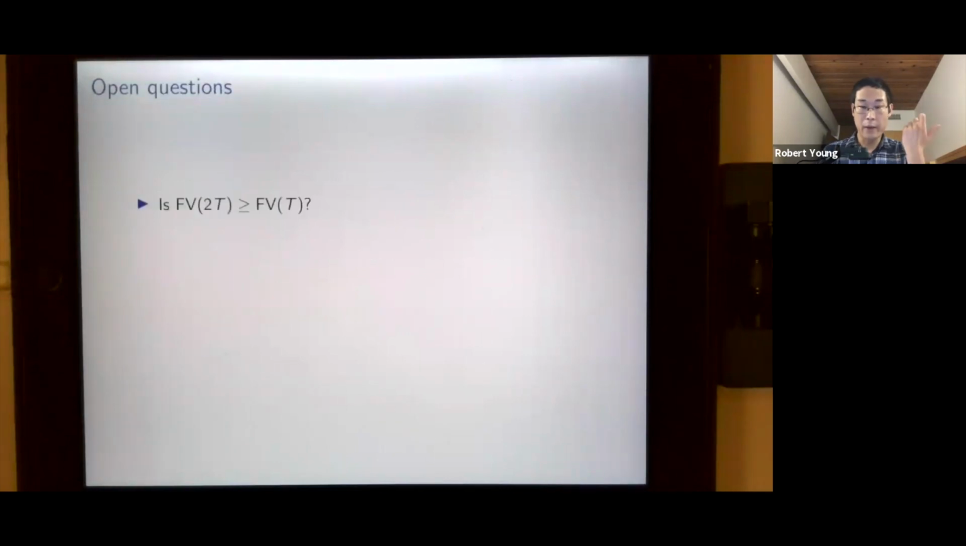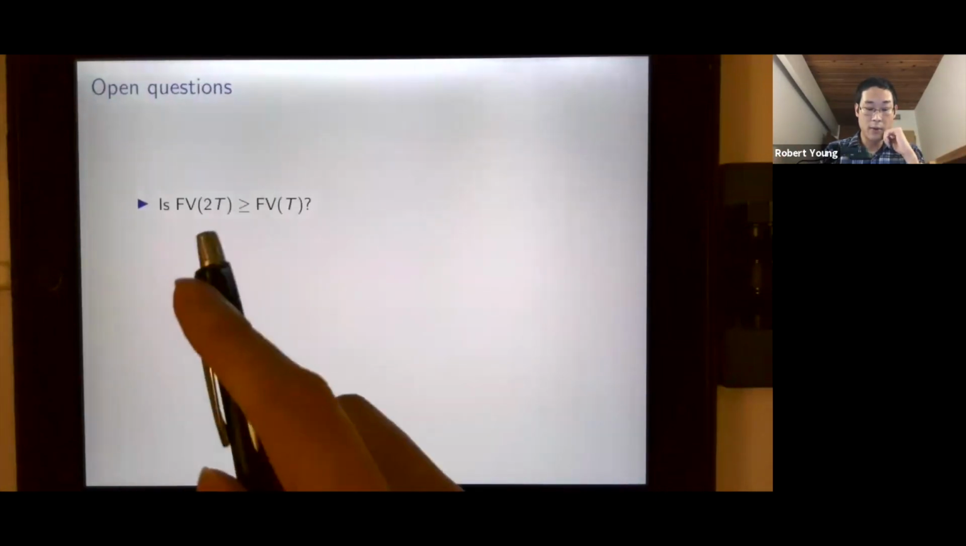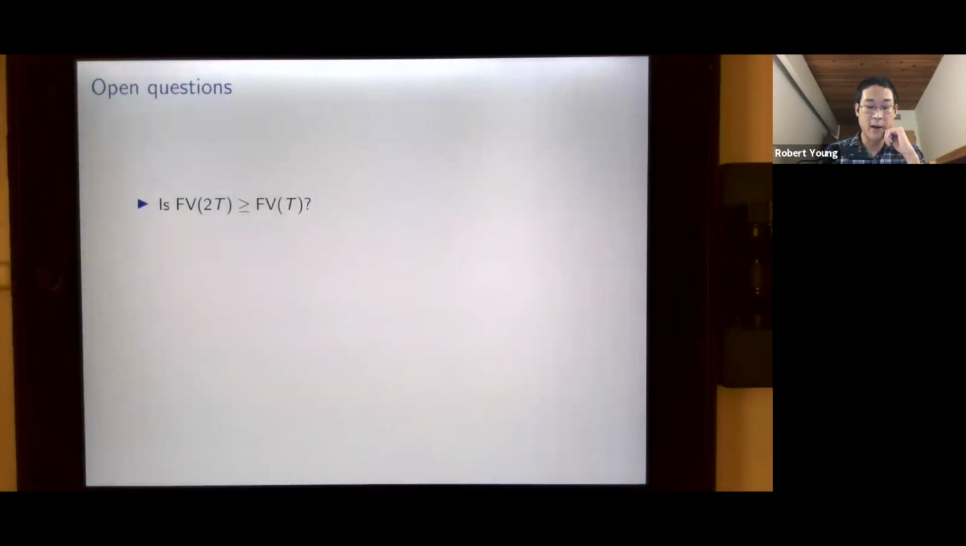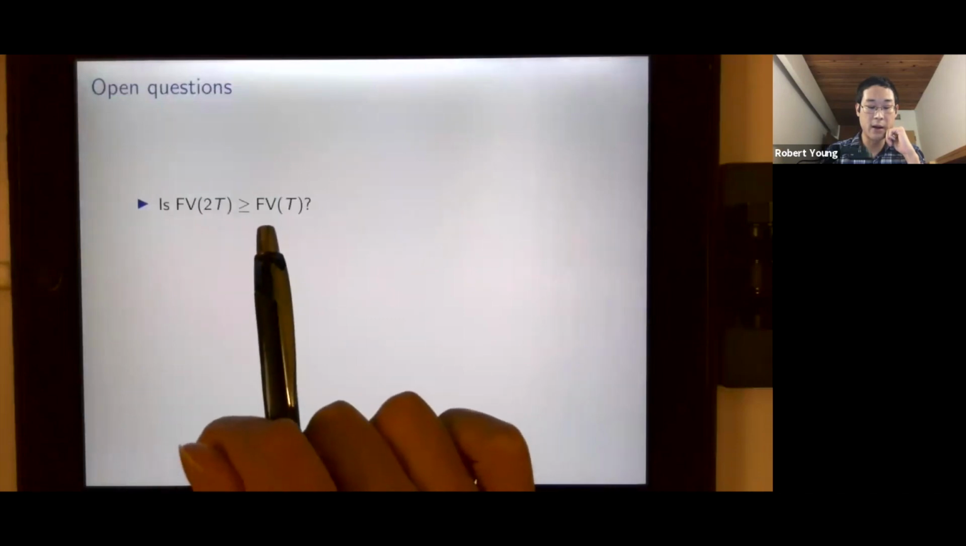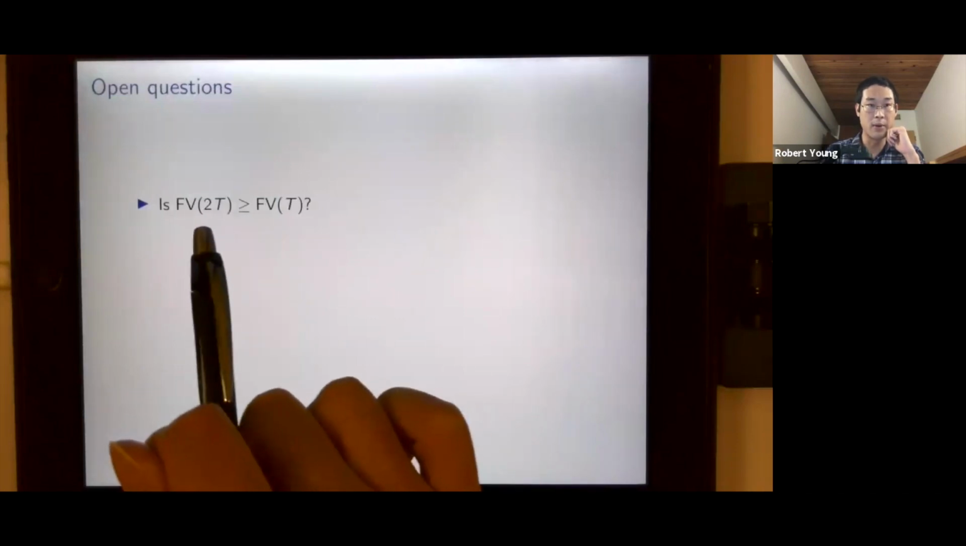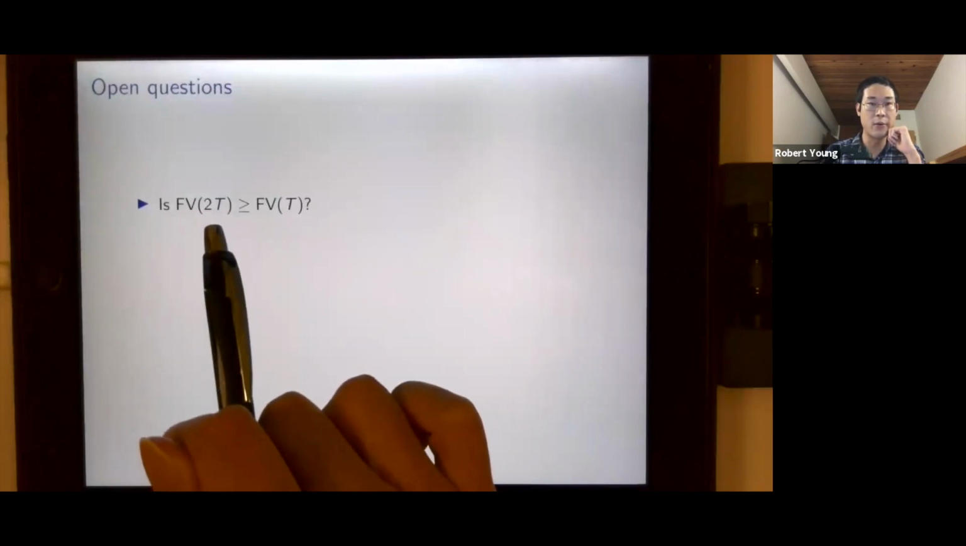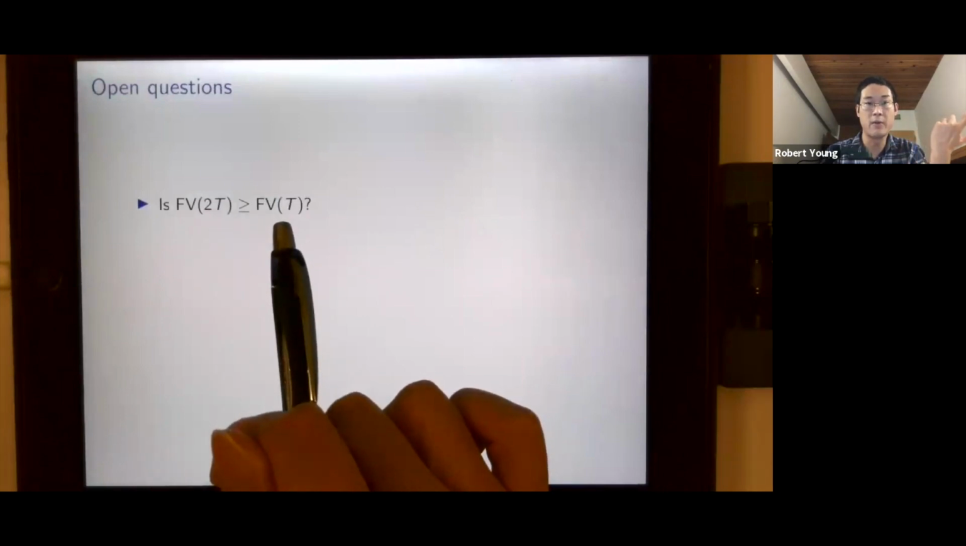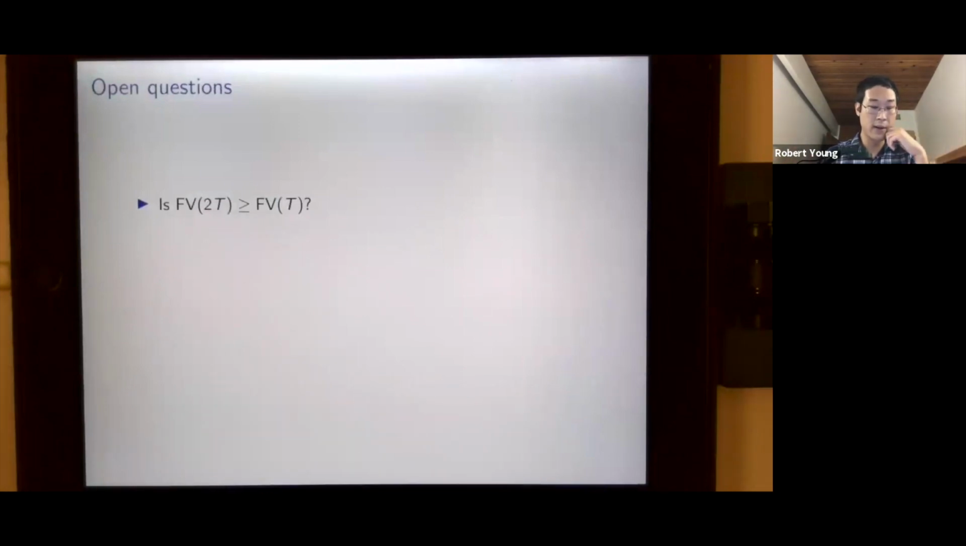So the last thing I want to do is mention, where can we go from here? Like we talked about earlier, one natural question is whether we can get a good bound on this constant C, in particular, whether we can show that the filling volume of 2T is always greater than or equal to the filling volume of T. Like I said, this is completely open. The methods I've talked about today give you some bound, but it's going to be some very, very small constant.